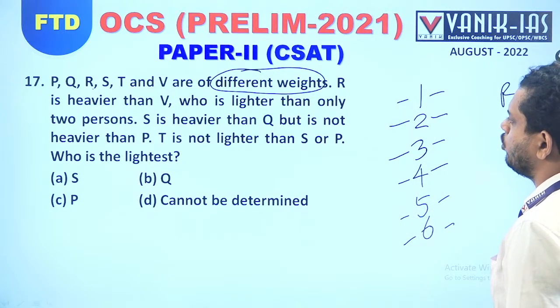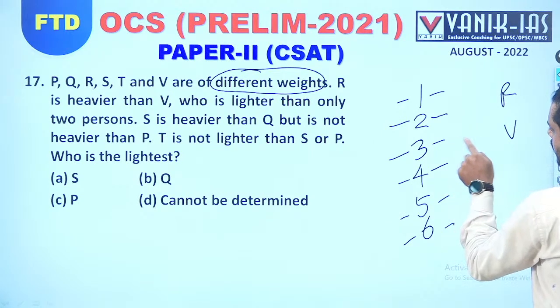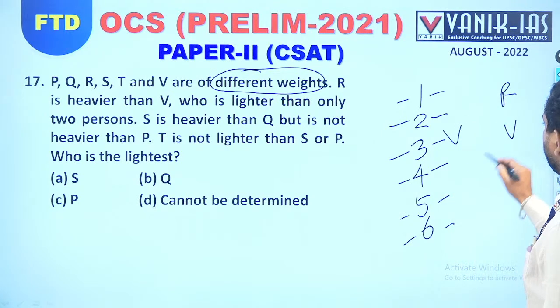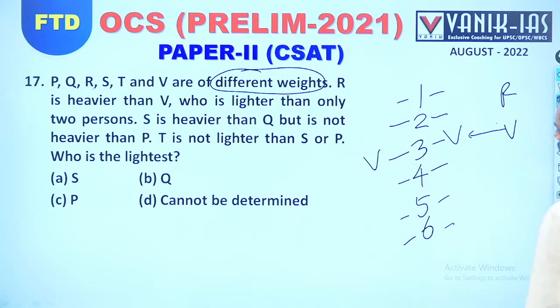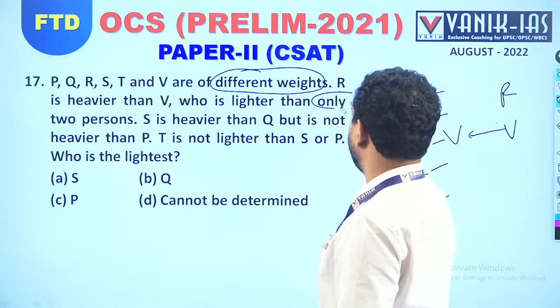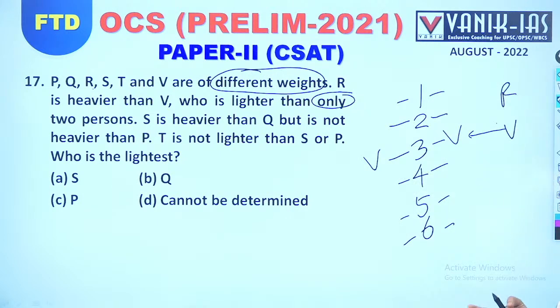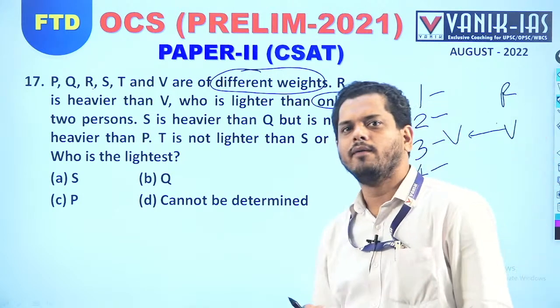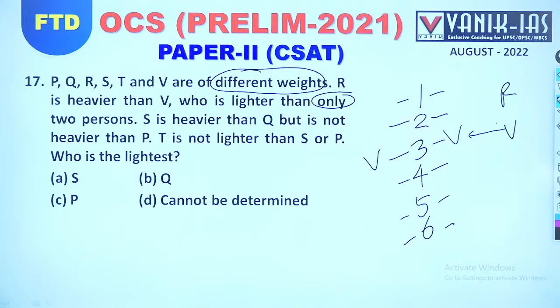V is lighter than only 2 persons. What does it mean? V will lie at point number 3, because V is lighter than only 2 makes a very valid point over here. So V is lighter than only 2, it means V is heavier than all others, right? So heavier than all others, these all are.